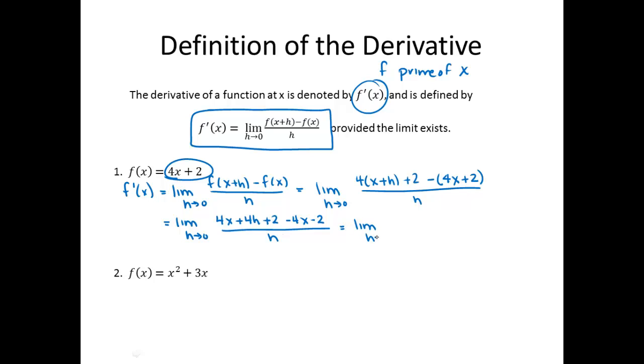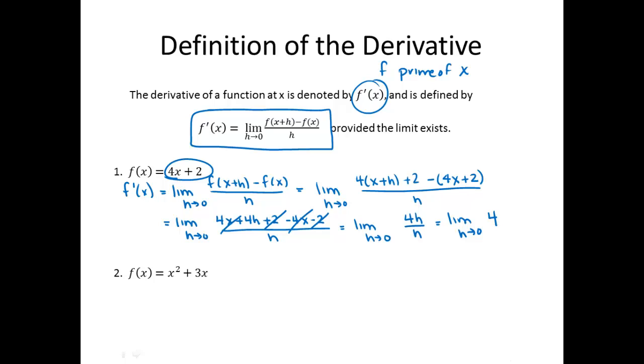Let's start to simplify. The limit as h approaches 0. The reason I have to repeat the limit is because I haven't used the limit yet. So now I will have, my 4x's cancel and my 2's cancel, so all I'm left with is 4h over h. Now, I still can't use direct substitution because if I put a 0 in the denominator, we've got a problem. Luckily, we're able to remove the problem. We can cancel out the h's. So I have the limit as h approaches 0 of 4.